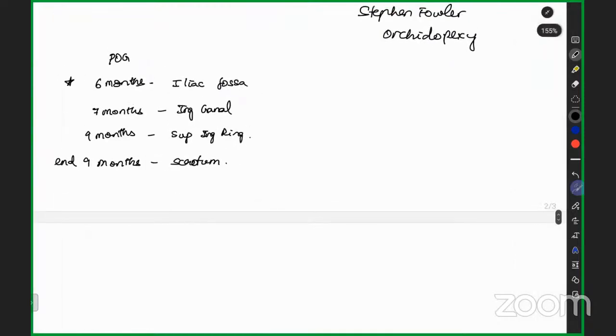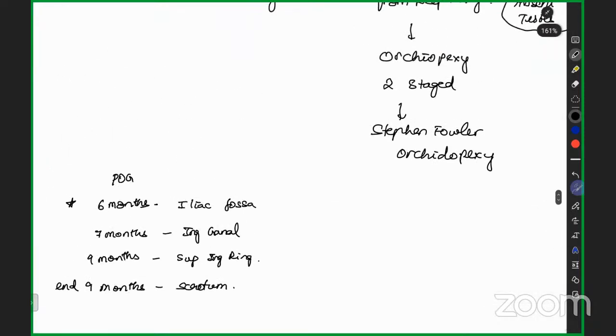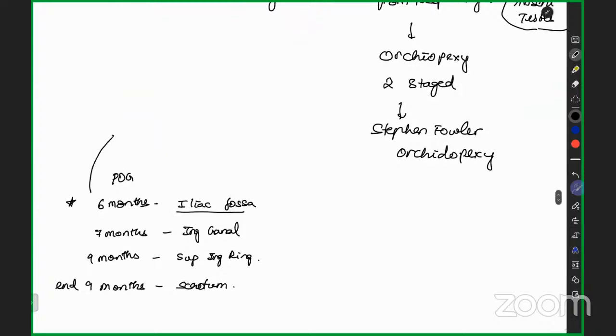So can you tell me what actually forms your testis? அந்த testis வந்து 6 monthsல gestational periodல iliac fossa வரதுக்கு முன்னாடி எங்க இருக்கும்? It is going to be from the retroperitoneum. So it is a retroperitoneal origin, from your genital ridges.